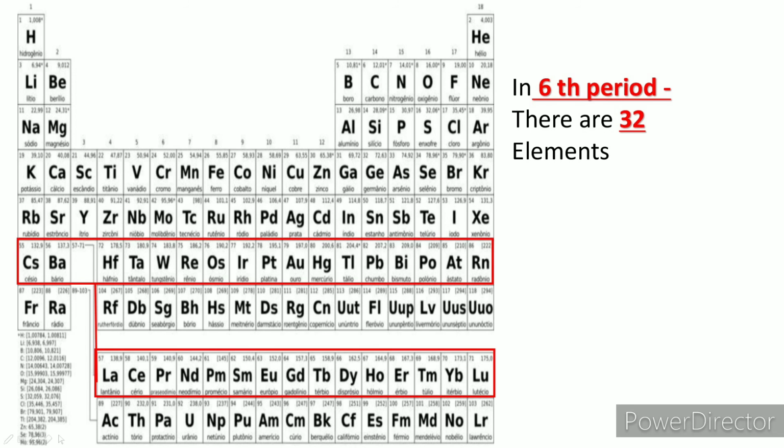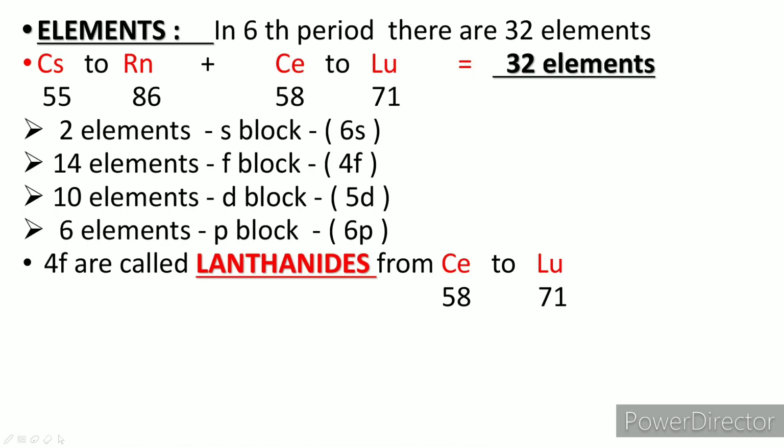In the sixth period, cesium to radon, there are 32 elements. 2 are s block, 14 f block, 10 d block, 6 p block. The 14 f block elements are called lanthanides. Elements from cerium to lutetium possess almost the same properties as lanthanum.